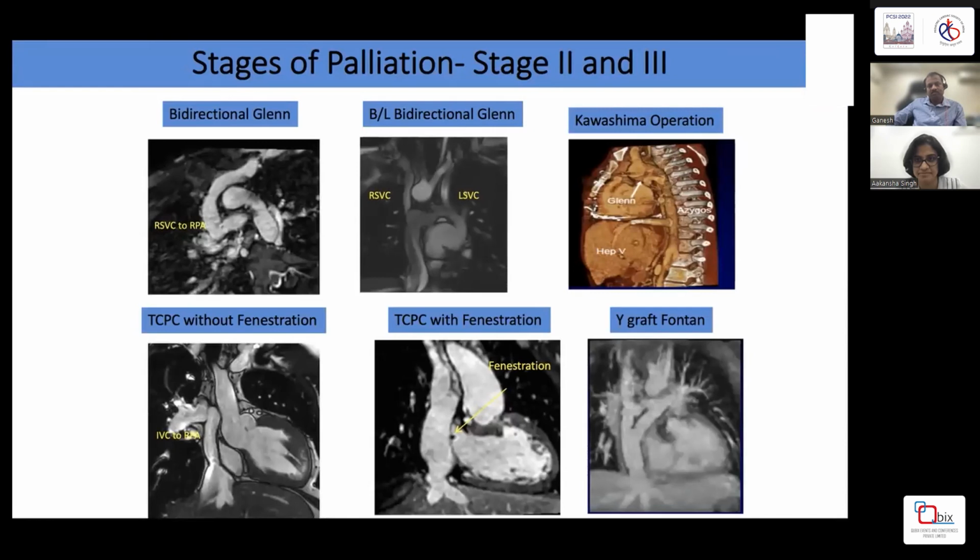Stage 3 is completion of the total cavopulmonary anastomosis, which is also known as Fontan operation. This is performed with or without fenestration. And in our unit, we assess the need for fenestration on a case-by-case basis. Y-graft Fontan is very rarely performed.